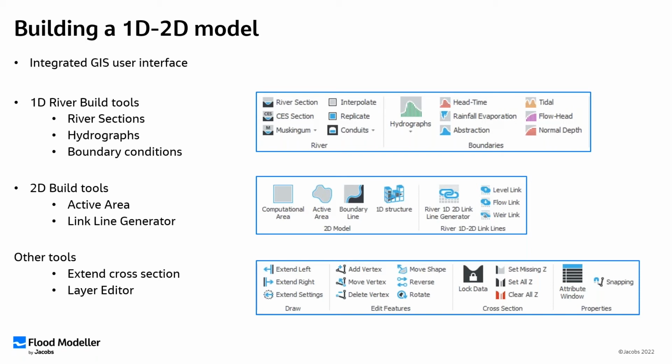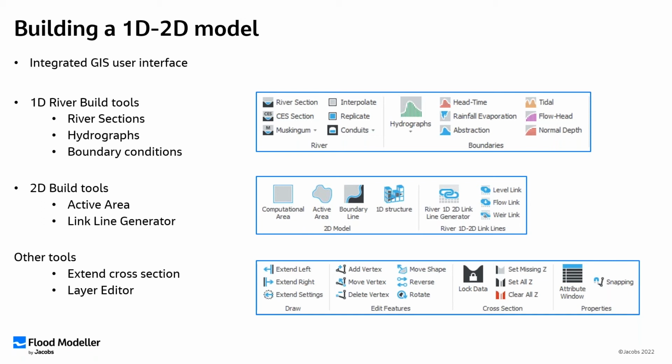Finally, we have a few GIS tools that provide some additional functionality in Flood Modeler when building 1D-2D models. The first is the Extend Cross-Section tool. This allows us to extend our 1D cross-sections. We might use this in cases where there's a localized low point in the floodplain or where water is expected to exit the channel and immediately re-enter, resulting in recirculation. Once extended, we can then use the Set Missing Z option to populate elevations within the extended points of the cross-sections using DTM data.